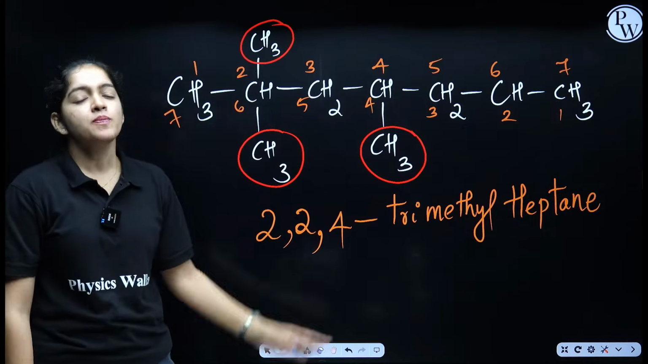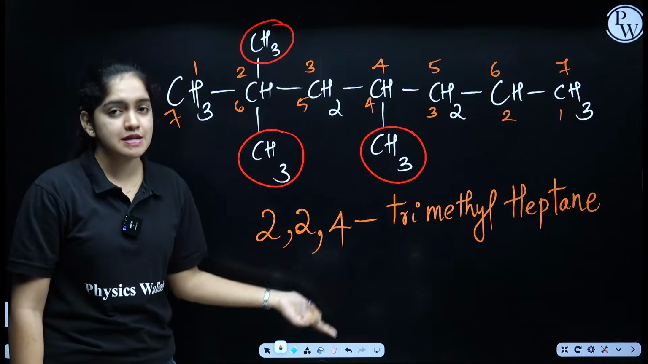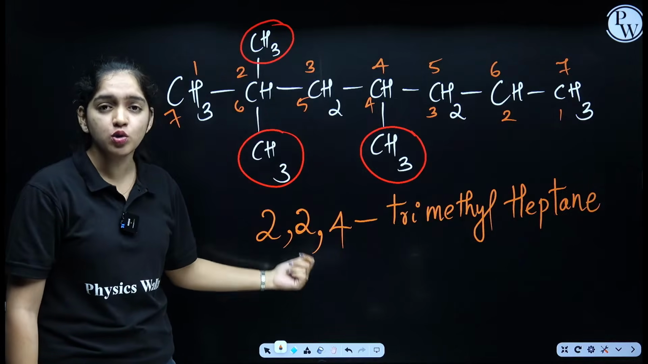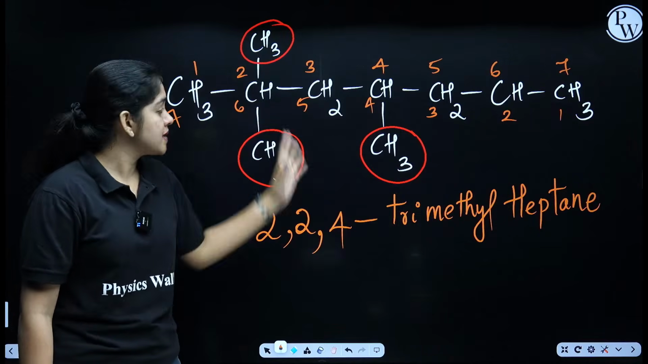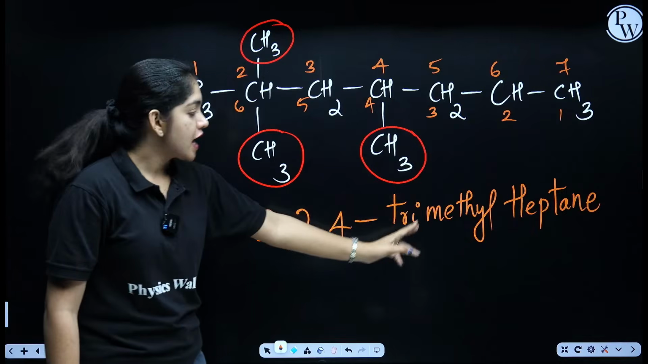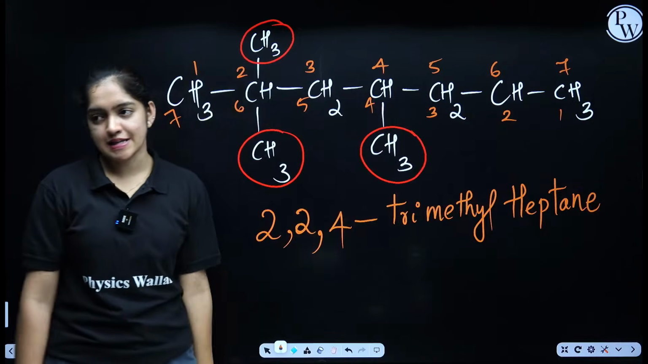Got it? So if many branches are there at the same position, the number should be written as many times as the number of branches. We should write like 2 comma 2 comma 4. Got that? 2 comma 2 comma 4, and mention the number of branches, that is 3. 3 means use the word tri. Trimethyl heptane. Hep means a total of 7 carbons in the parent chain. Okay.